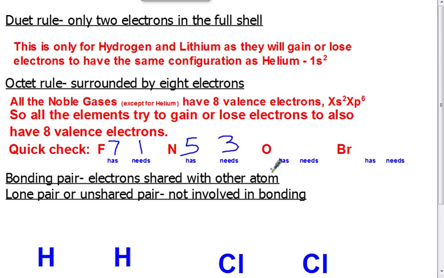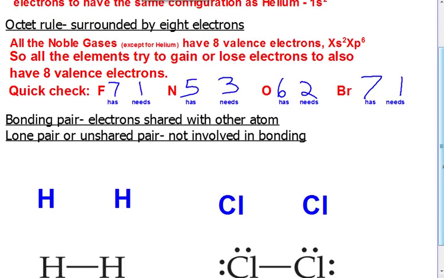How many does oxygen have? 6. How many bonds does it need to make? 2. Bromine has 7. How many bonds does it need to make? 1. You're trying to get them to 8. So they have a certain amount in their possession of their valence shell, and they're trying to get to 8.